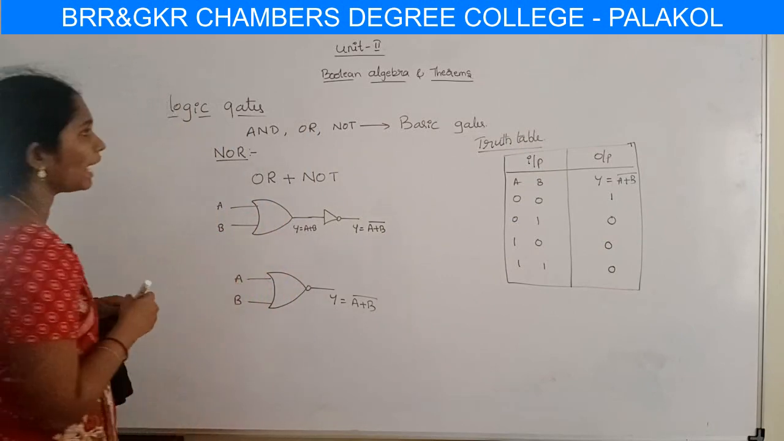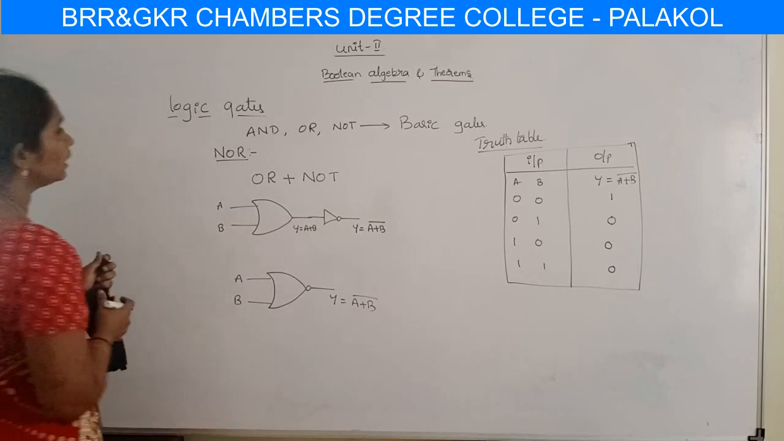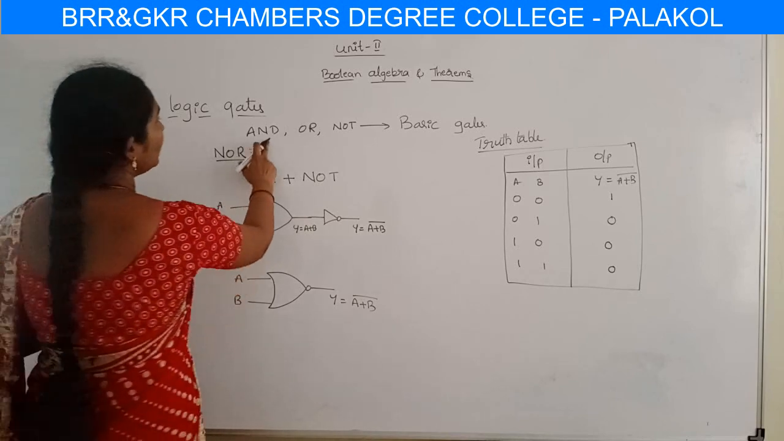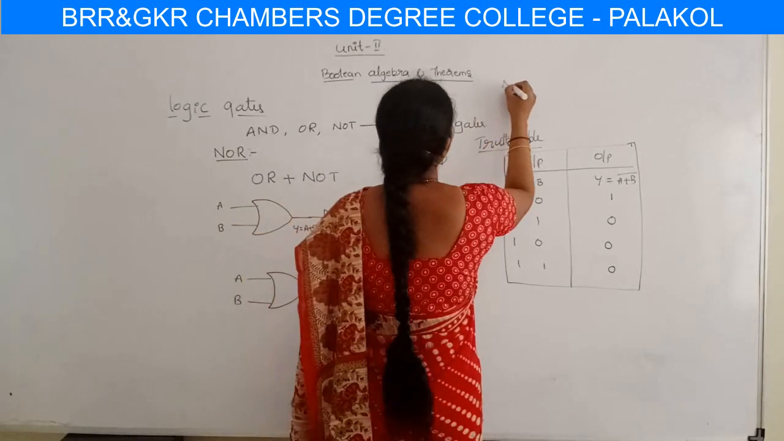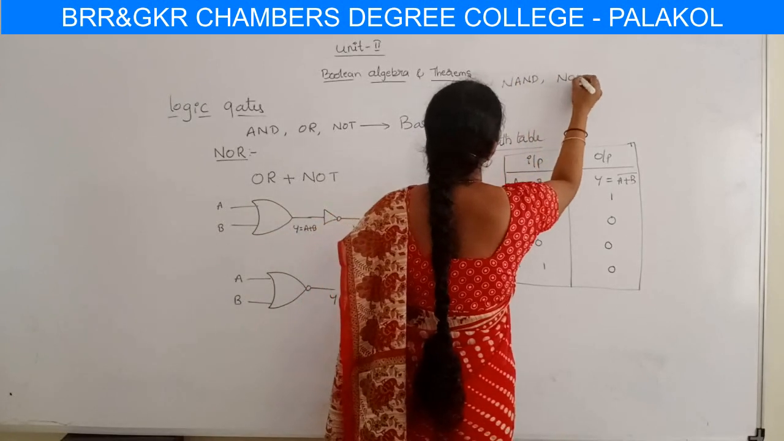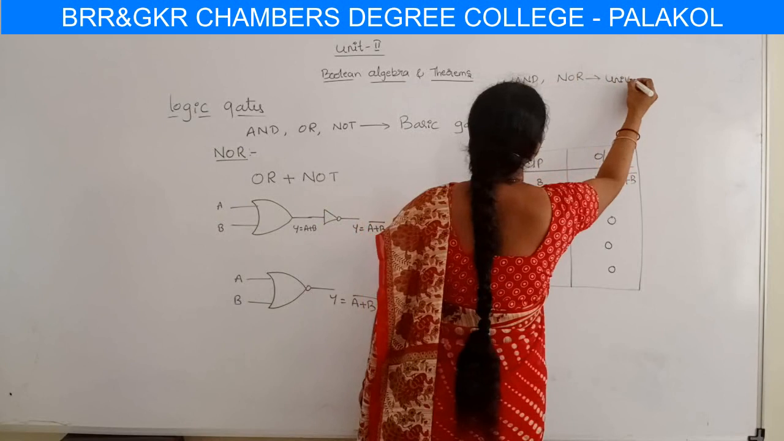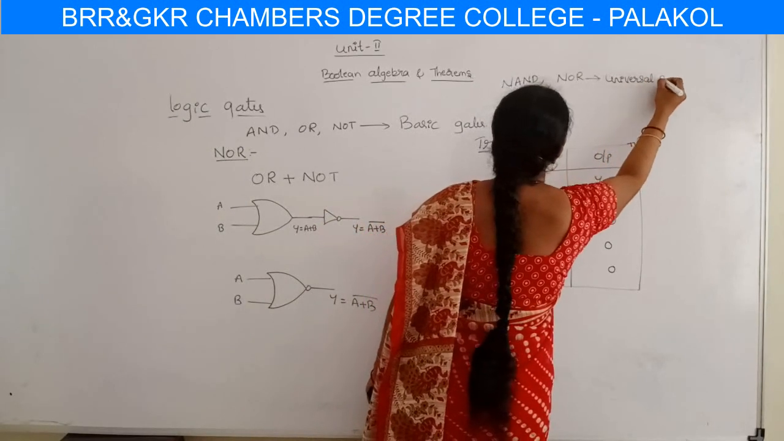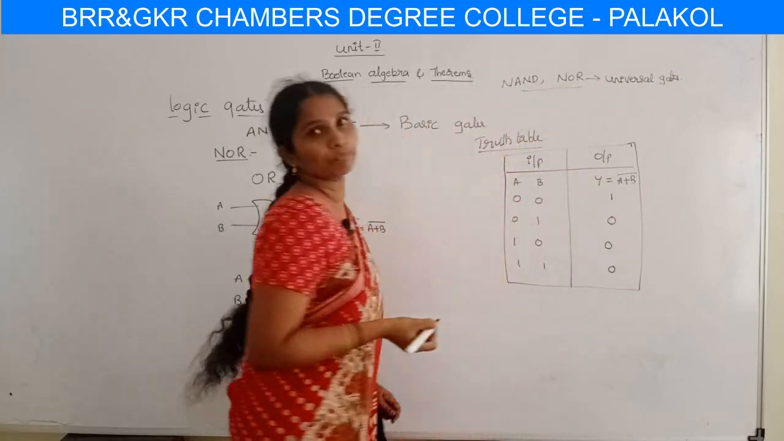These two gates, NAND and NOR gates, are also called universal gates. So AND, OR and NOT are the basic gates, and NAND and NOR are the universal gates. Okay. Thank you.